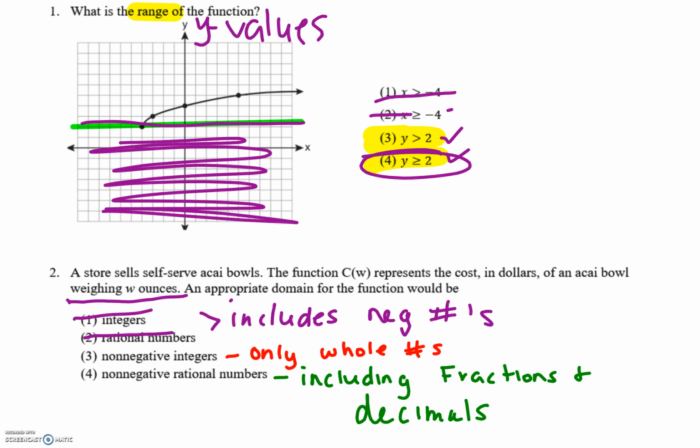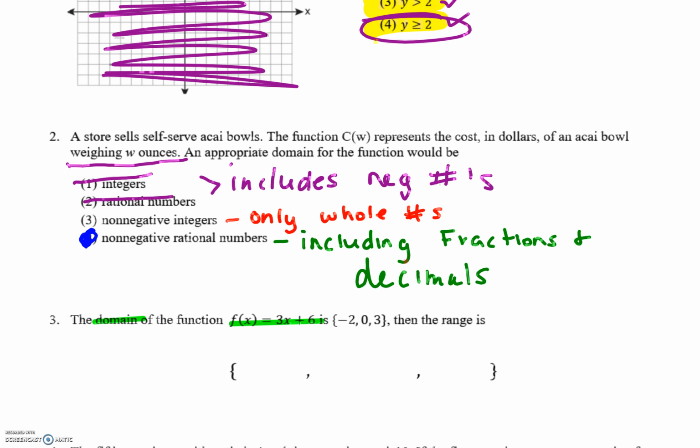So when you think about putting a bowl of frozen yogurt, or in this case, acai bowl, on top of the scale, we shouldn't have negative numbers. So we're going to cross off 1 and 2. And now we're looking at non-negative integers and non-negative rational numbers. So for here, we want to think about weight in ounces. When we put that on the scale, we have 3.5 ounces or 10.67 ounces. We can have a fraction or a decimal, so we want non-negative rational numbers.